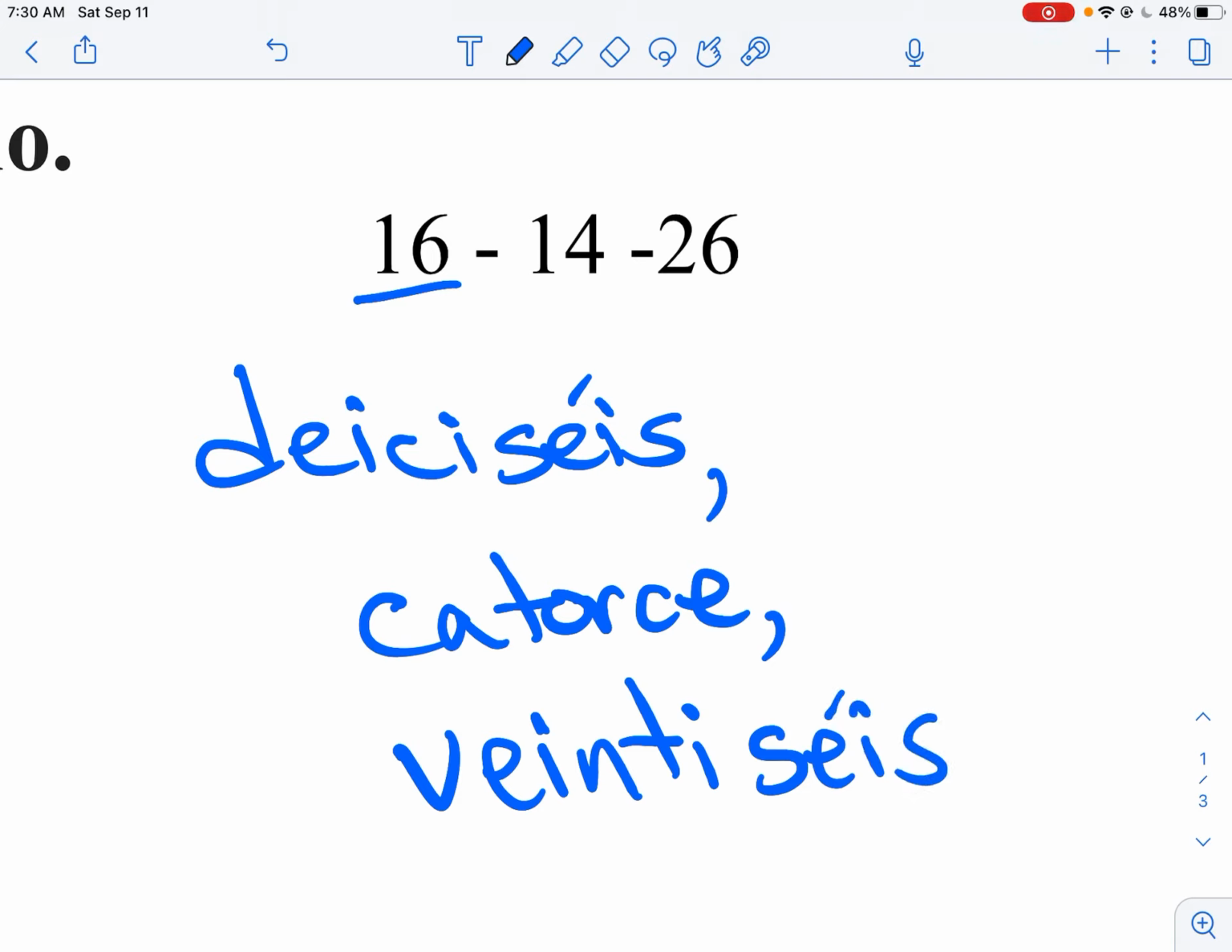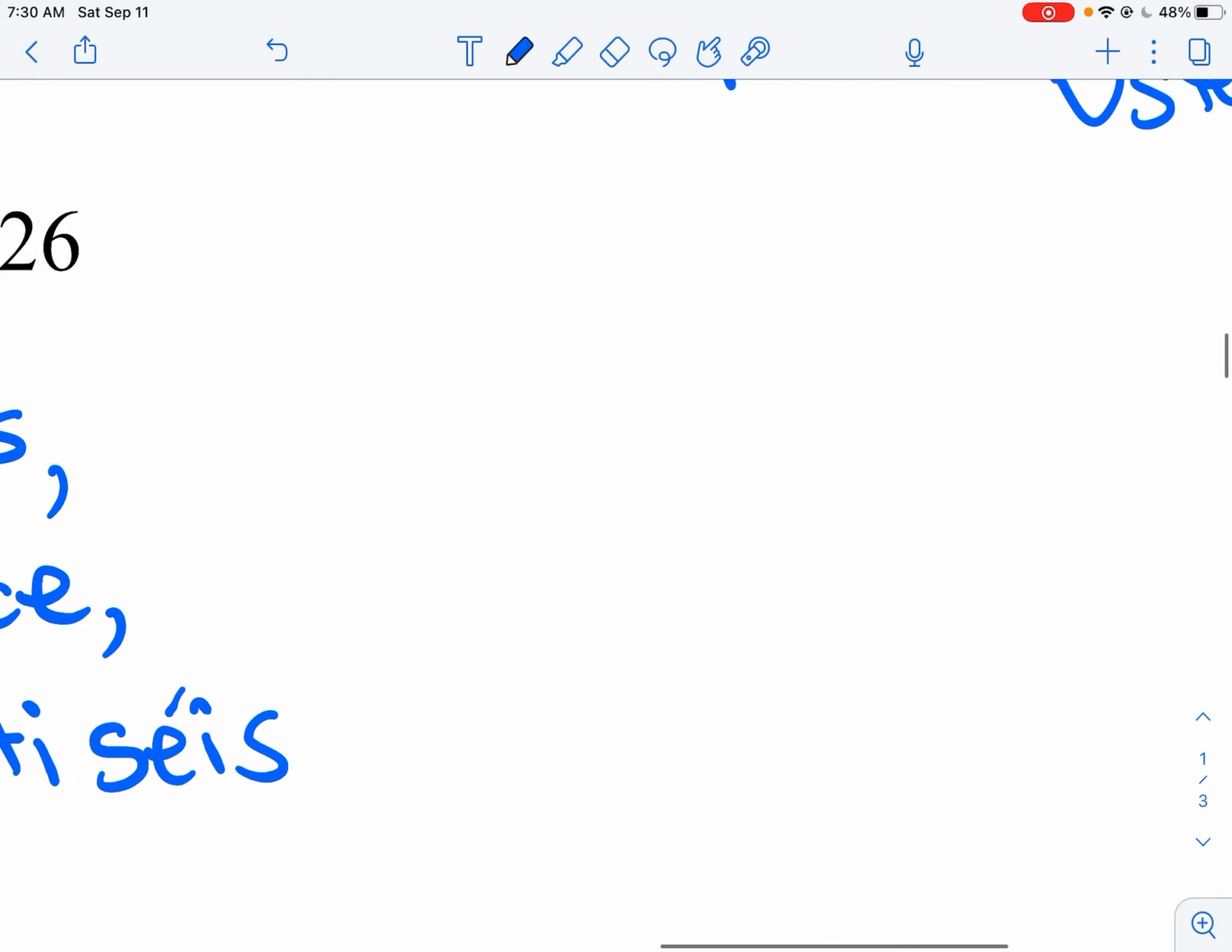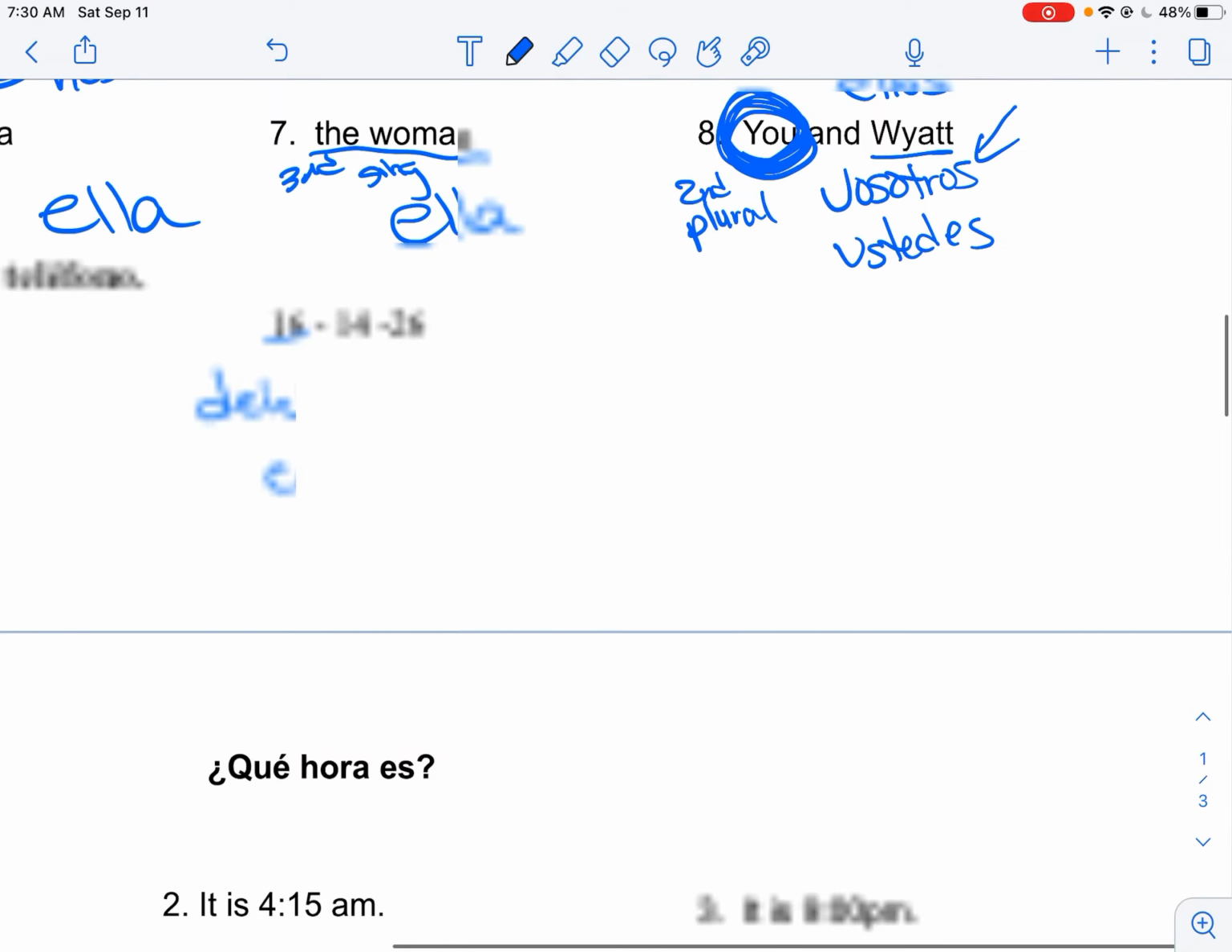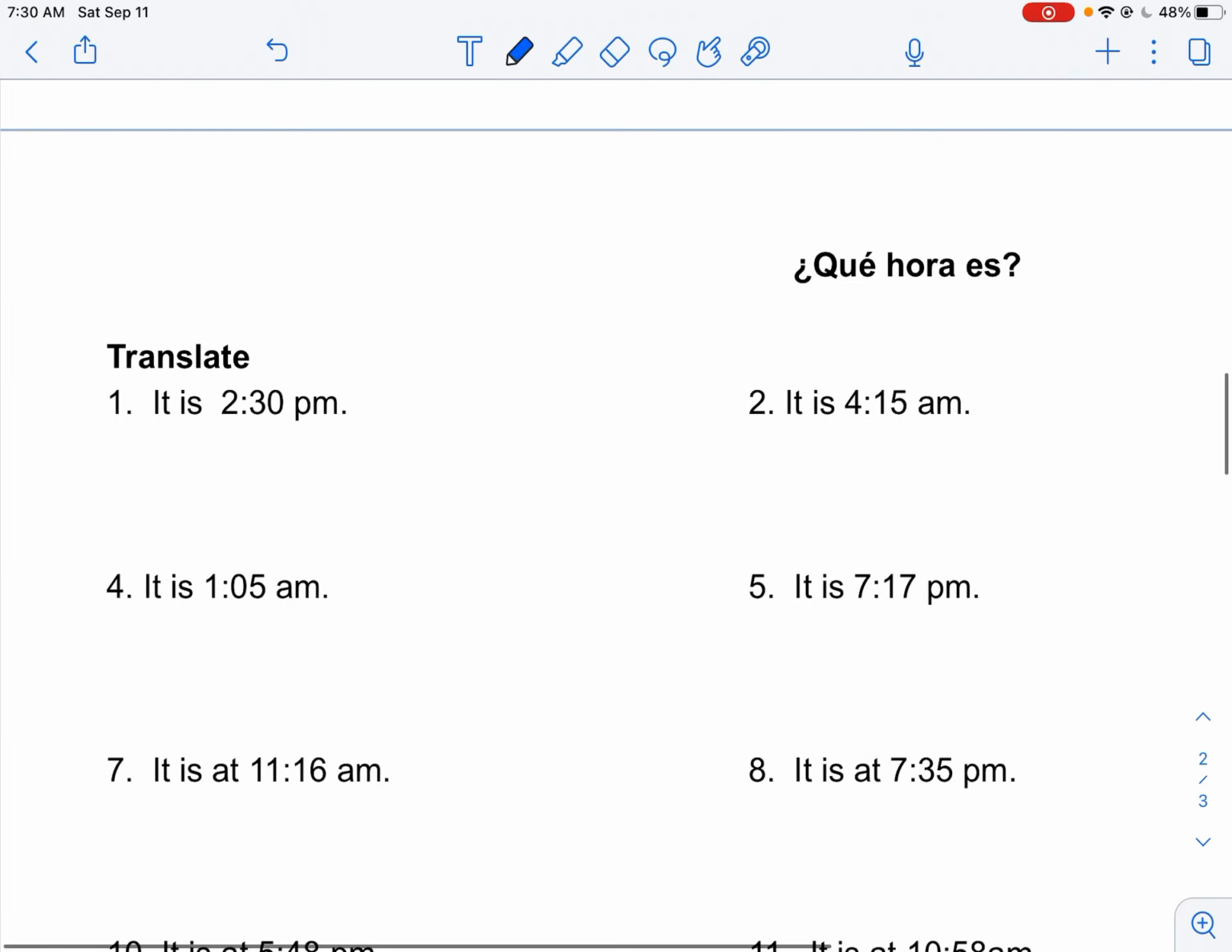26. Somebody asked about the accent marks. You just have to memorize which words have the accent marks and where those accent marks go. Oh, that's all we did for that one.